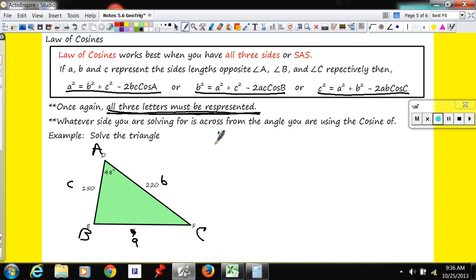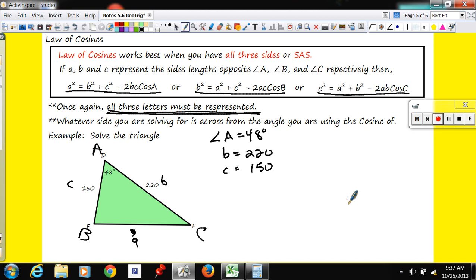So I've got angle A right now, which is 48 degrees. I've got little b, which is 220, and I've got little c, which is 150. Now hopefully you can see that I have three different letters. I've got a big A, a little b and a little c. I don't have any two of the same. I do not have an angle and a side across from each other at all. Because of that, I can't use the law of sines.